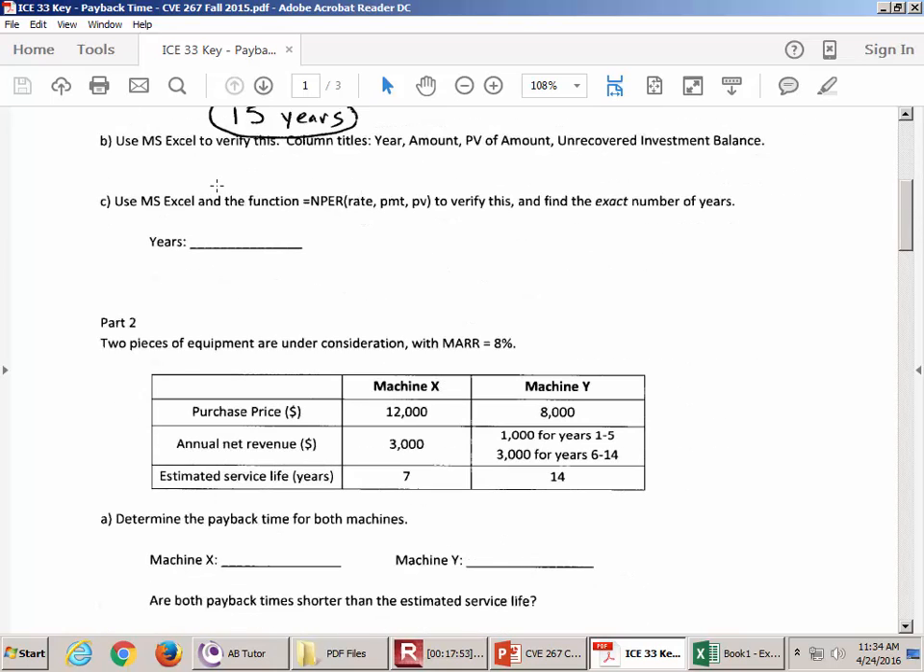All right, so let me tell you about part 2. In part 2, we're comparing two machines. You'll notice they have different useful lives. So we have to be careful about using the payback time. Remember, the payback time is just a screening tool. So you're supposed to use the payback time to give you an idea should the item be rejected. And in what case should you reject an item based on payback time analysis? When should you reject an item in payback analysis?